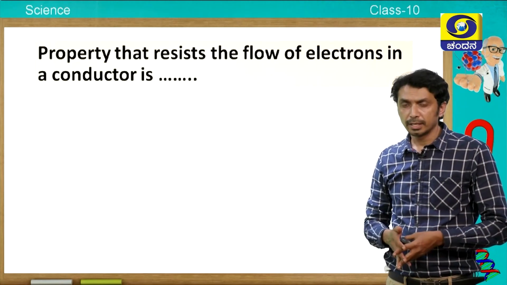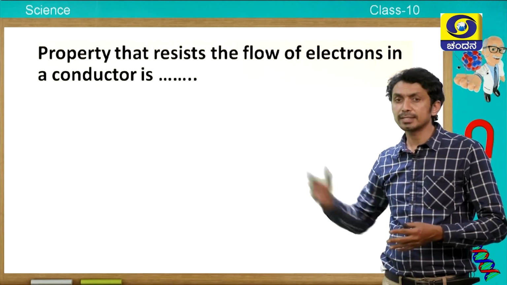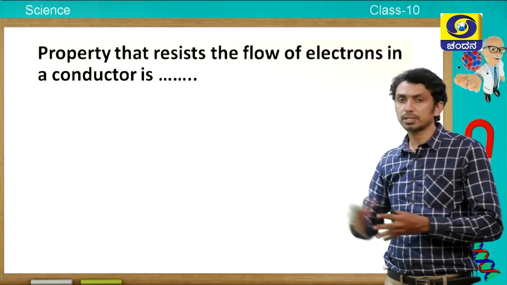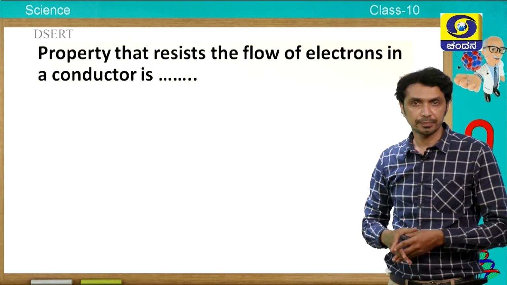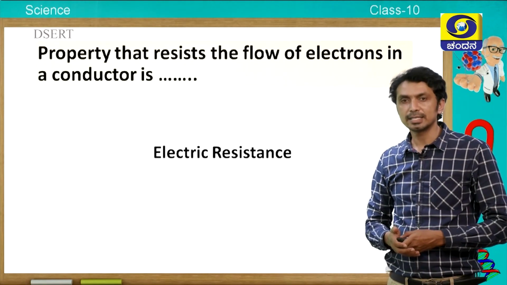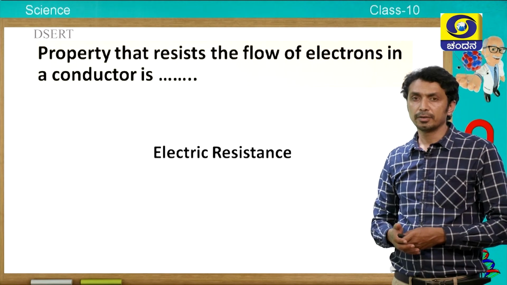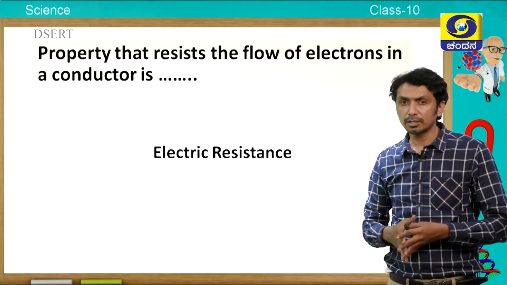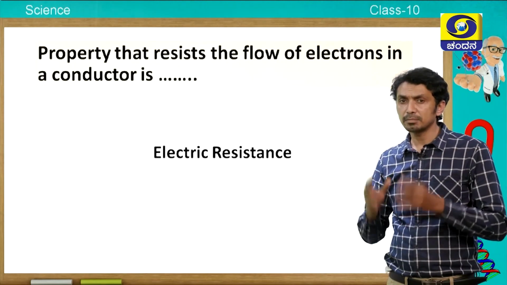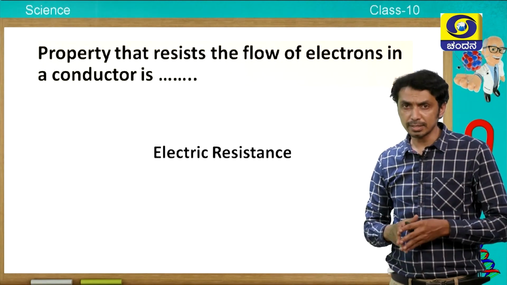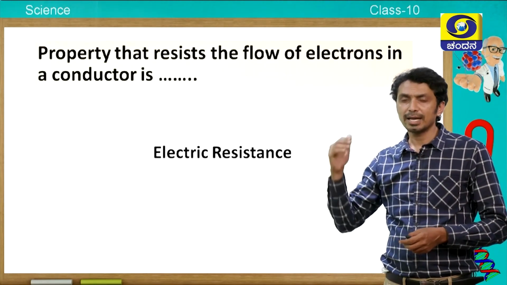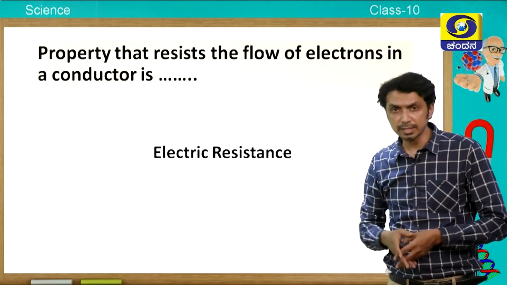Children, now you need to answer this question. The property that resists the flow of electrons in a conductor is, yes, it is resistance. It is a property that every conductor, no matter how good a conductor it is, has some sort of electrical resistance. Some conductors have less electrical resistance and some conductors have more electrical resistance.